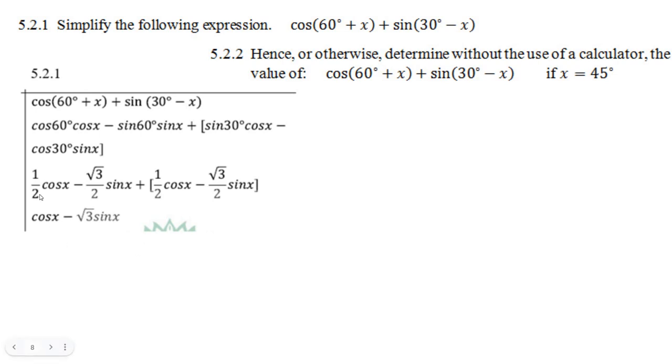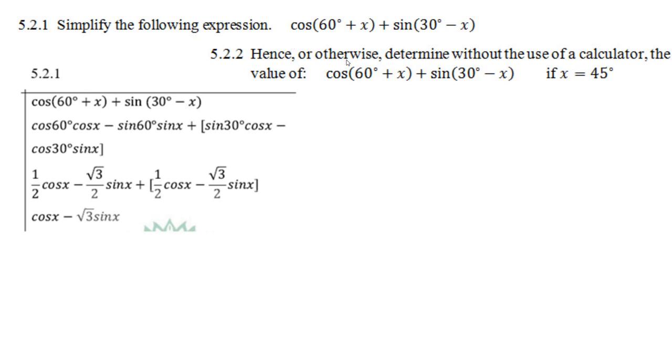Well, let's see what we have here. Half plus a half is 1 cos x. And minus root 3 over 2 minus root 3 over 2, that's minus 2 root 3 over 2. The 2's cancel. You get minus root 3 sine x. And there's your answer. And all it is, is just using the formulas and plugging them in.